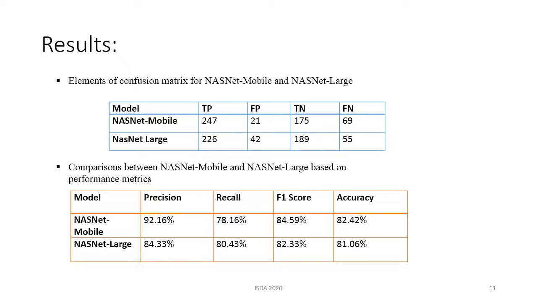This table presents the performance results for NASNet. From the table, an accuracy of 82.42%, a recall of 78.16%, a precision of 92.16%, and an F1 score of 84.59% are observed for NASNet Mobile, whereas an accuracy of 81.06%, a recall of 84.43%, a precision of 84.33%, and an F1 score of 82.33% are found for NASNet Large. It is clear that the values of accuracy, F1 score, and precision for NASNet Mobile are larger than the values of NASNet Large. On the contrary, only the value of recall for NASNet Mobile is less than NASNet Large.